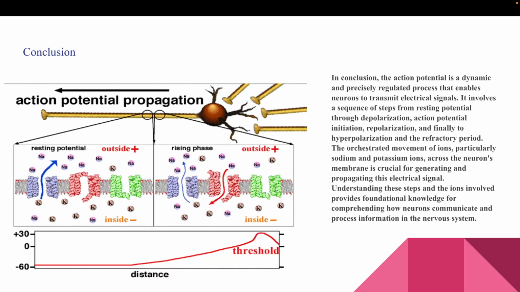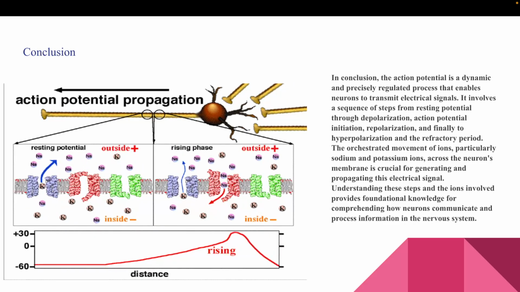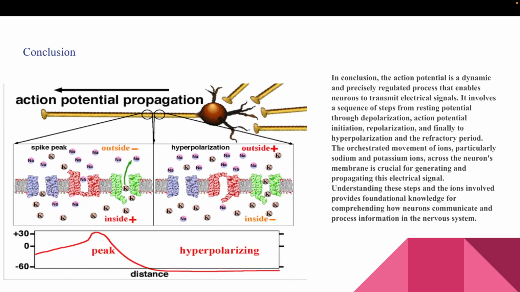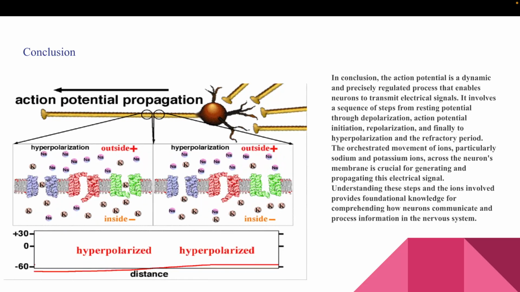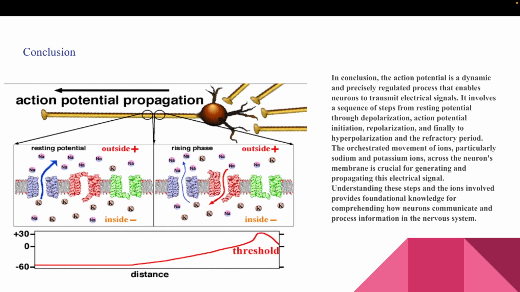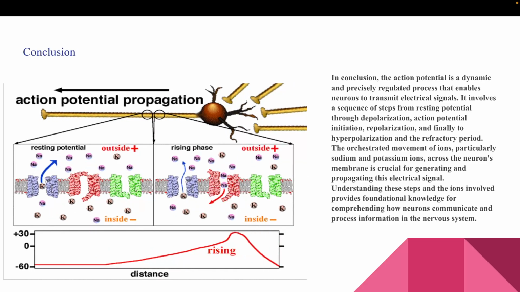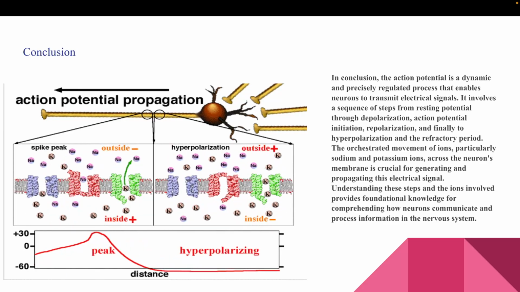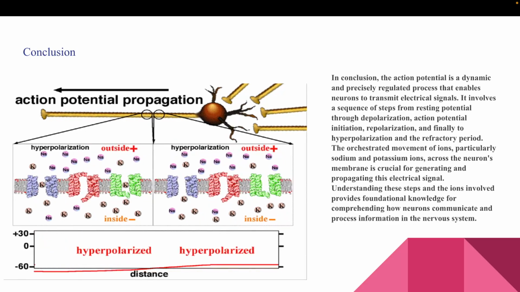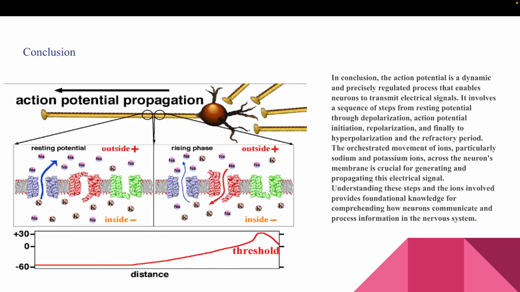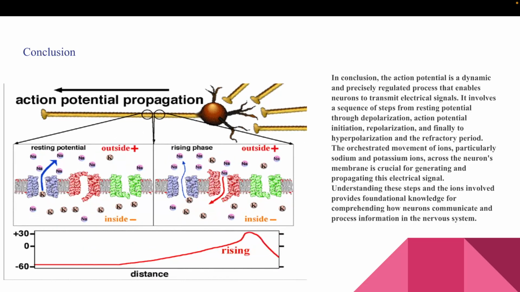In conclusion, the action potential is a dynamic and precisely regulated process that enables neurons to transmit electrical signals. It involves a sequence of steps from resting potential through depolarization, action potential initiation, repolarization, and finally to hyperpolarization and the refractory period. The orchestrated movement of ions, particularly sodium and potassium ions, across the neuron's membrane is crucial for generating and propagating the electrical signal.